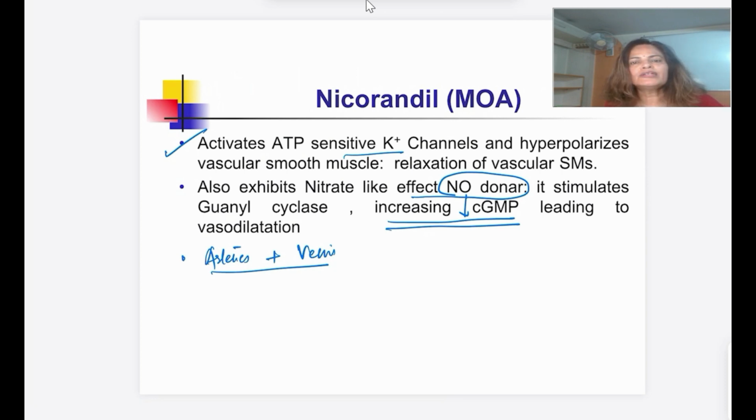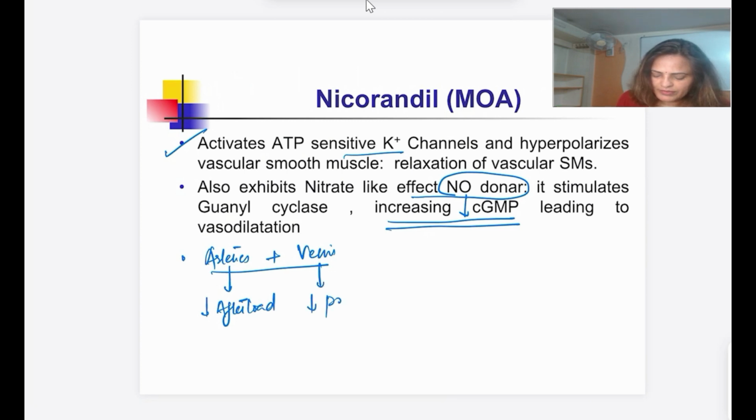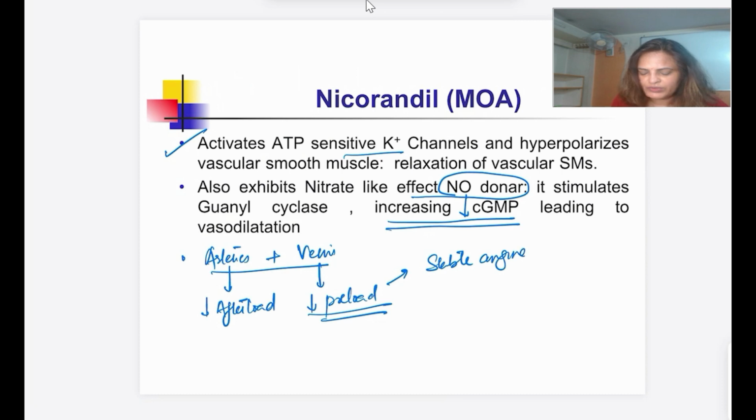So they are both arteriolar dilator and venodilator. So dilatation of the artery occurs and also dilatation of the vein. So this is going to decrease both afterload as well as preload. By decreasing the preload, we can use it for stable angina. So it is useful in both stable angina and for the variant or vasospastic angina. So this is how Nicorandil is going to act.